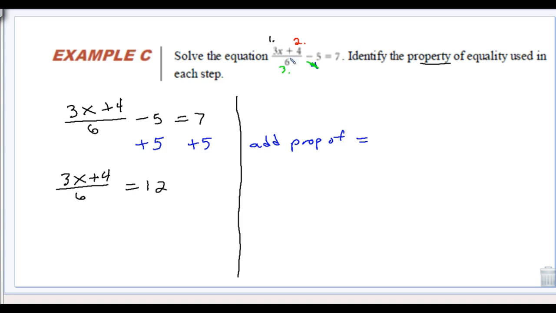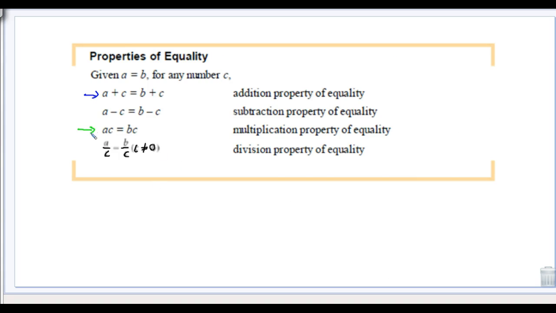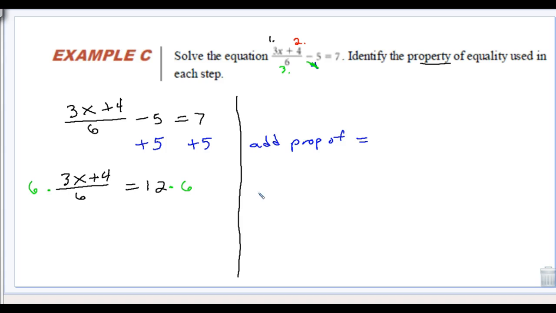Now my third step was divide by 6. How do I undo divide by 6? I want to multiply by 6. Undo division is by multiplying. So I'm going to multiply both sides by 6. And what says I can multiply both sides of an equation by 6? That would be the multiplication property of equality. When I do that, the multiply by 6 and divide by 6 just cancel out, and I end up with 3x plus 4 equals, and what's 6 times 12? Well, 6 times 10 is 60, and 6 times 2 is 12, so 60 plus 12 is 72.